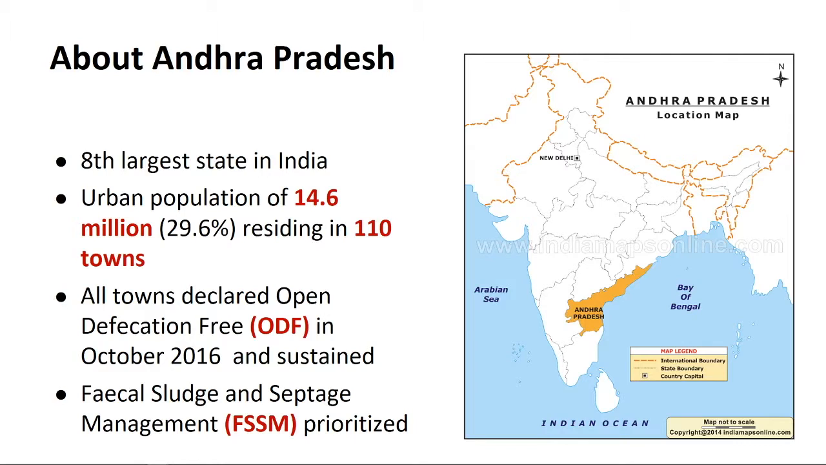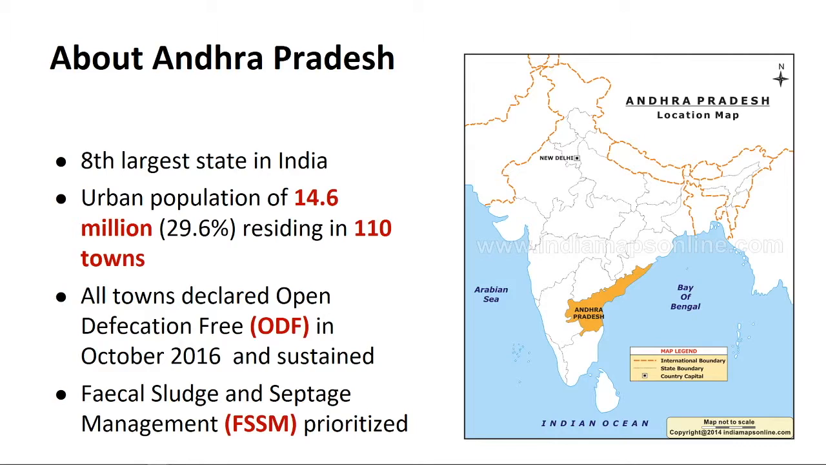Okay, so just a little brief about the state. Andhra Pradesh is in the southern part of the country, is the 8th largest state. The urbanization rate is about 30%, and the urban population is divided in 110 towns.